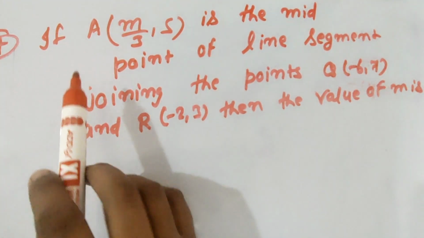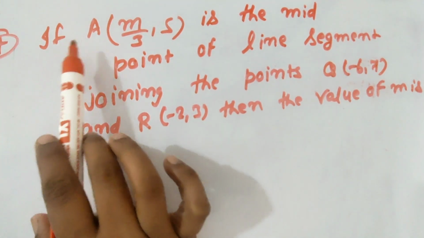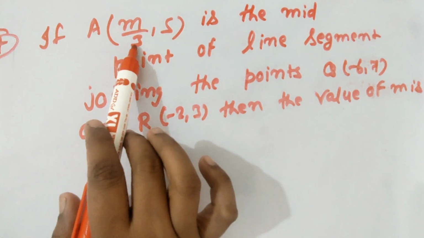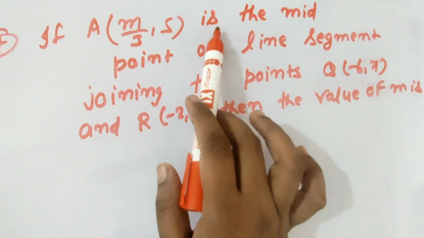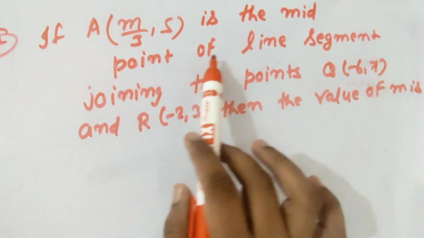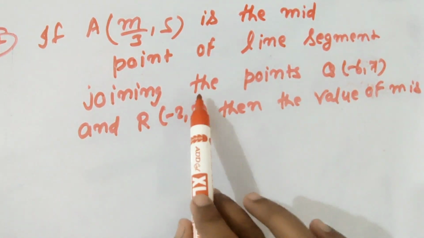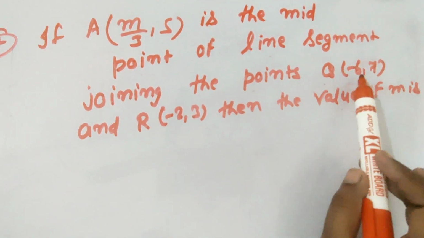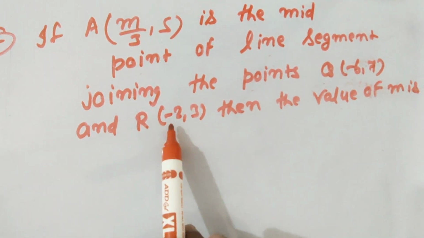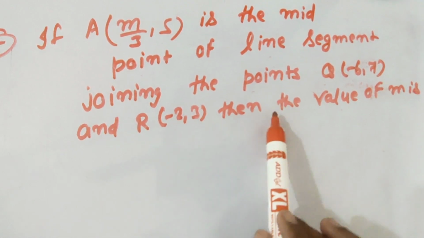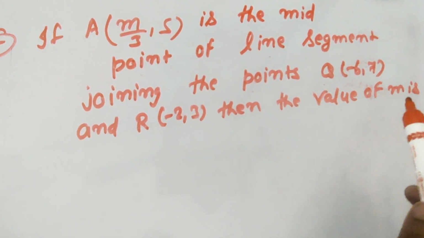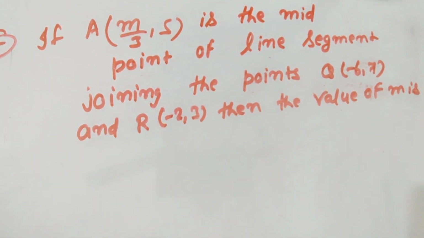This is question 4. The question is: if A(m/3, 5) is the midpoint of the line segment joining the points Q(-6, 7) and R(-2, 3), then find the value of m. How can we solve this question?